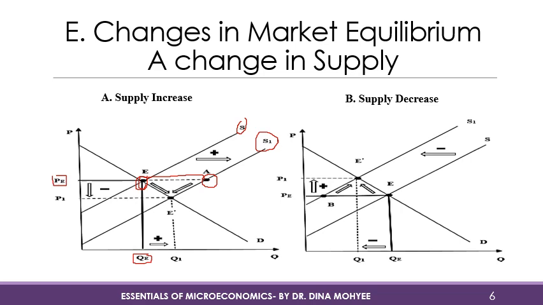What does this mean? It means that the producers now are willing to provide more units than what the consumers want to buy at this price PE. Accordingly, when there is a surplus in the market, the price will tend to fall until we reach a new equilibrium at P1 and Q1. At P1 and Q1, we can find that the quantity supplied equals the quantity demanded.